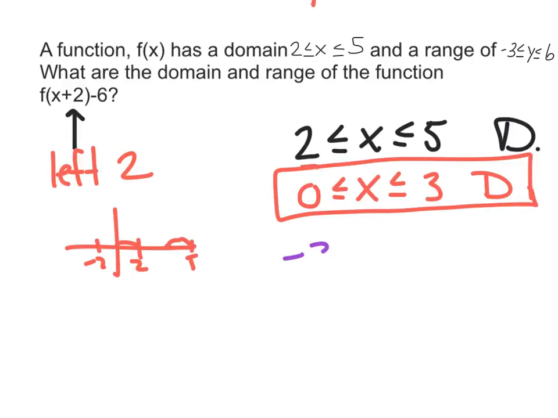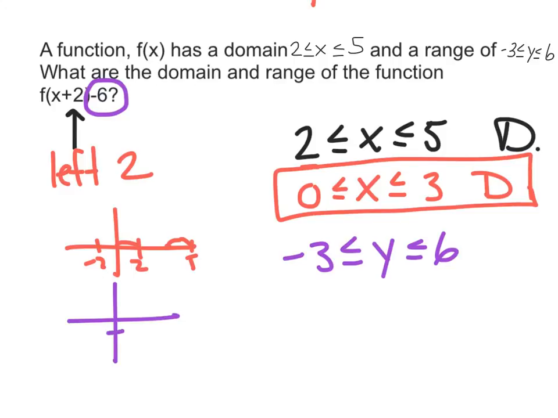My range was -3 to 6. And now I'm taking all my points and I'm shifting them down 6. So if my smallest y value is at -3 and I have to move it down 6, I'm now going to have a y value of -9. And if my largest y value was at 6 and I move it down 6, my highest y value is going to be at 0.